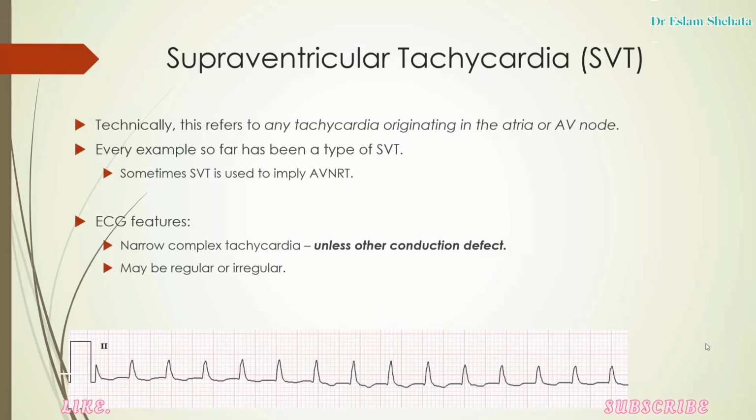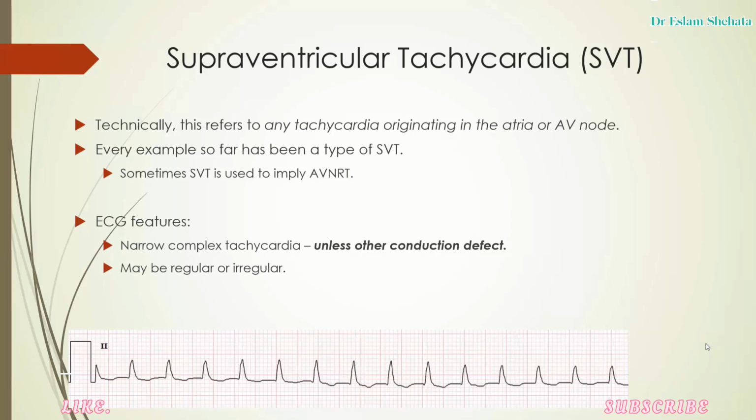To finish off the narrow complex tachycardias, we'll briefly talk about supraventricular tachycardia, or SVT. Now this isn't a specific diagnosis, okay? Technically it includes any of the tachycardias that originate above the ventricles, okay? It's supraventricular. And everything that we've talked about so far has been a type of SVT. Having said that, you wouldn't really use this phrase if you already knew what type of tachycardia you're dealing with, okay? So if you knew it was a sinus tachy, then you would just say sinus tachycardia. If you knew it was atrial fibrillation, you'd just say atrial fibrillation.